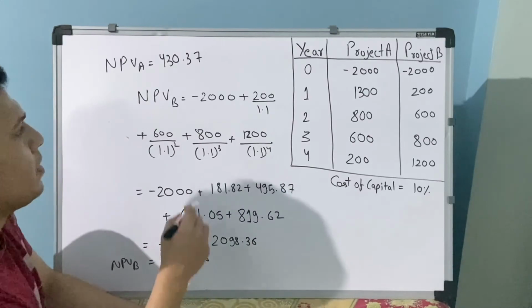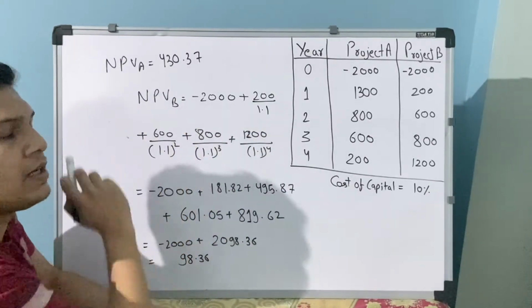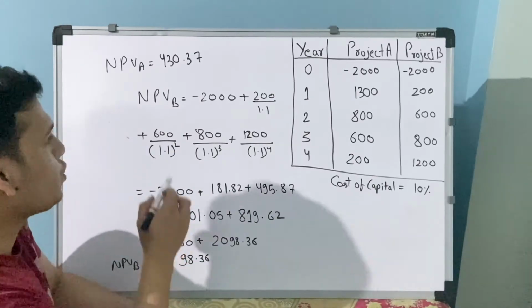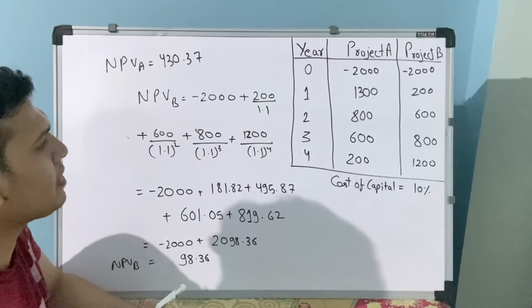Now we will calculate NPV of B in the similar manner as we have already calculated the NPV of A. So for NPV of B, you can see the cash outflow is minus 2000.